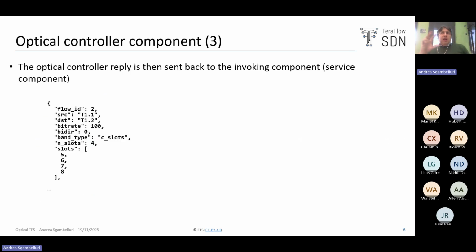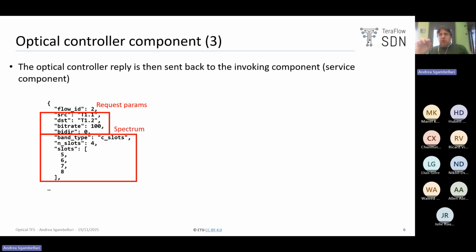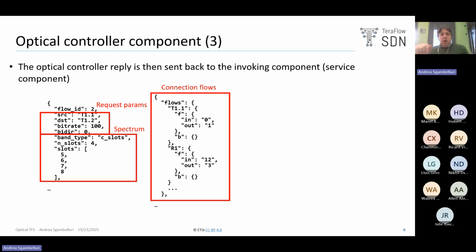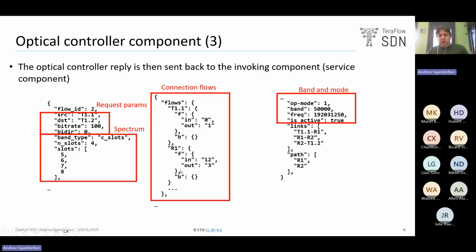The optical controller provides a reply that at the moment is based on a JSON. What's inside this reply? We have some information about the requested parameters: source endpoint, destination endpoint, the requested bitrate, and whether the connectivity is bidirectional or unidirectional. Then we have information about the spectrum that has been reserved for this connectivity. Finally, we have a portion that we use for a sort of flow entries, flows that have been derived, informing input and output for each node that is present in the system.